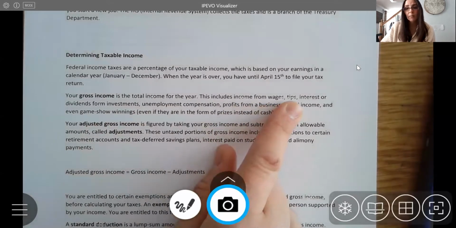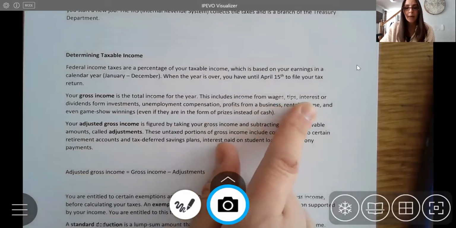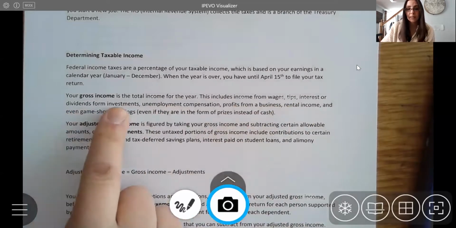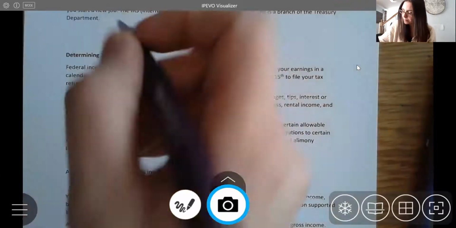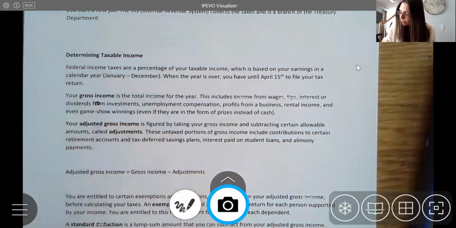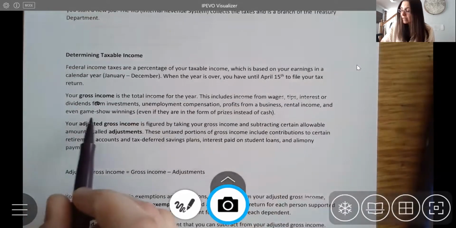It could also be money from tips. So if you're in a tip field, like if you're a waitress or a bartender, interest or dividends from investments. So I have to say from, not form. Unemployment compensation. So if you received unemployment, you do have to pay taxes. Profits from a business, rental income, or even game show winnings.